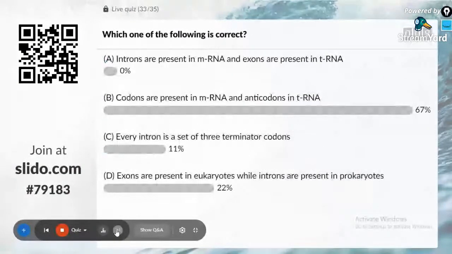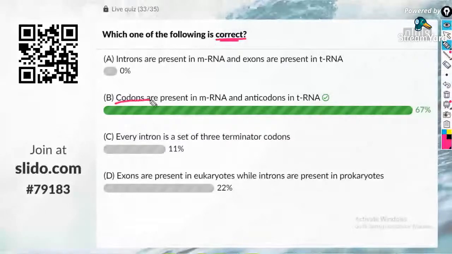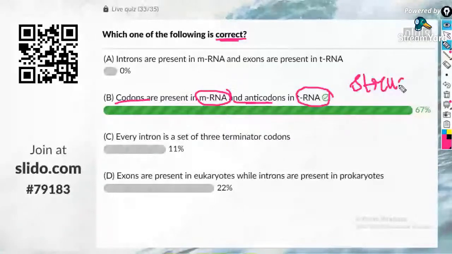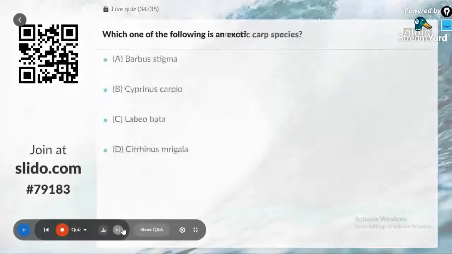The correct answer is codons are present on mRNA. They're asking which one of the following is a correct statement. Codons are present on the mRNA and anticodons in tRNA. You have to study the structure of tRNA, guys. Okay, perfect. You have to study the structure of tRNA, clover leaf shaped structure. Take care. Second last question on the screen.